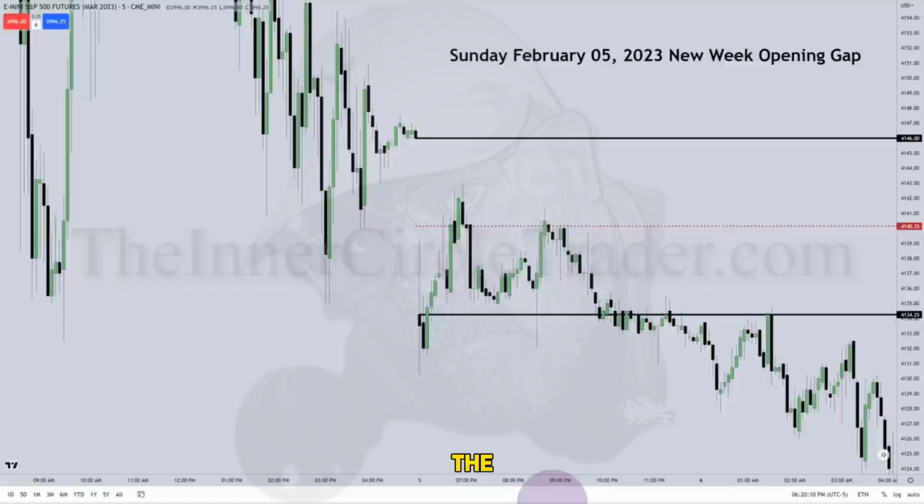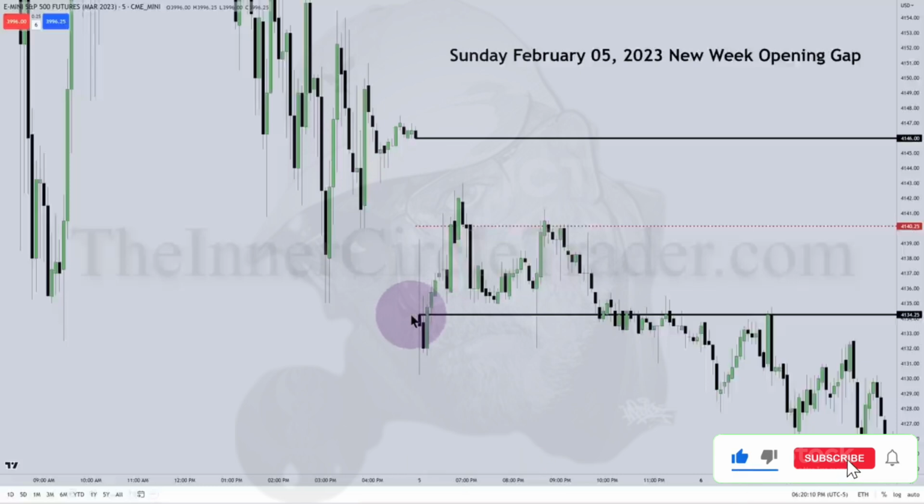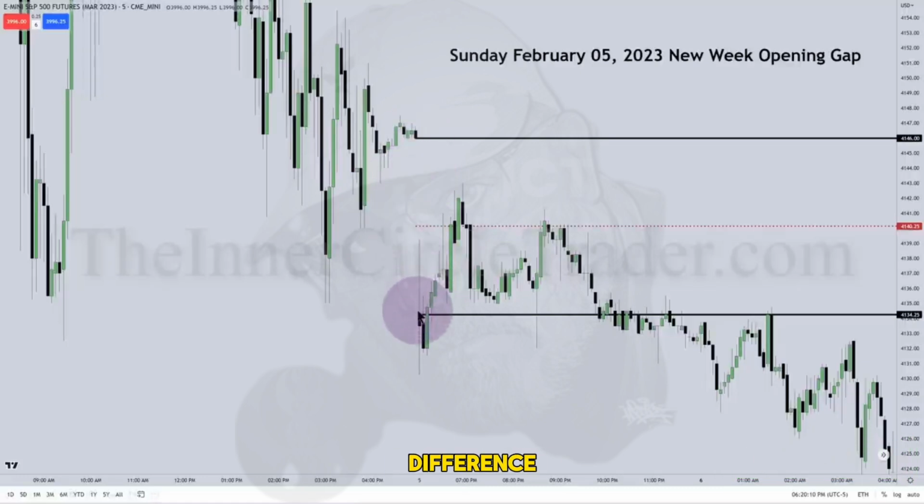And you're going to be using Sunday's opening price, which will be represented here on the 5th of February, and the closing price on the Friday prior. Okay, so there's a difference between those two price points here. It's the open on Sunday and the close on the previous week's Friday. Then you get a measurement, the midpoint here, which is consequent encroachment.